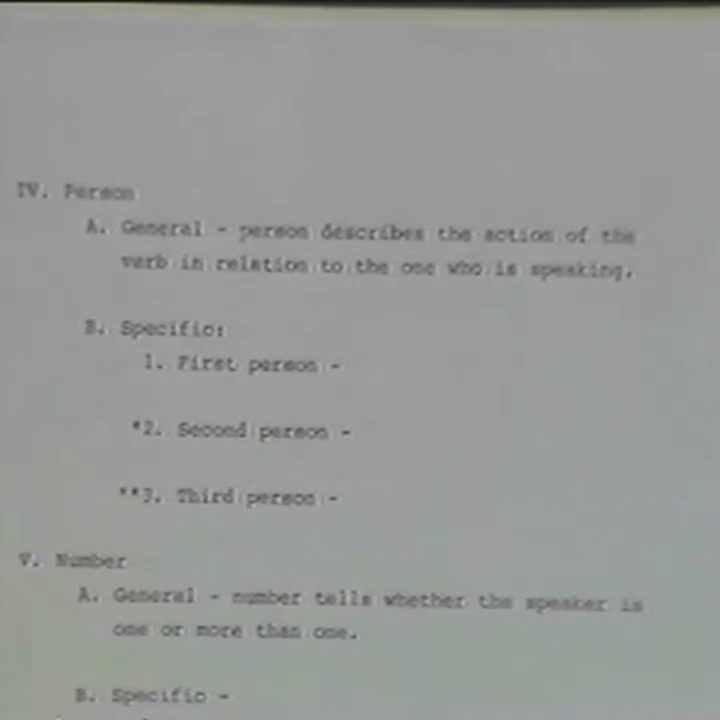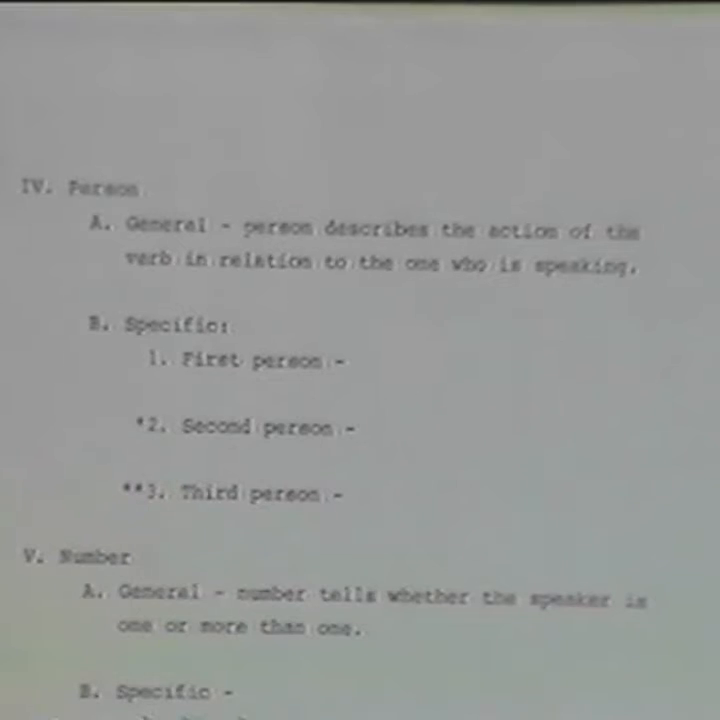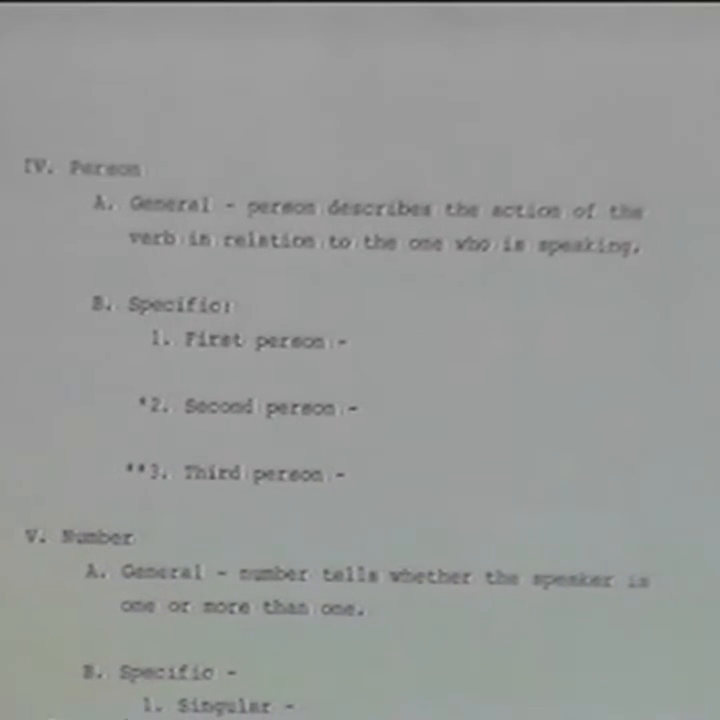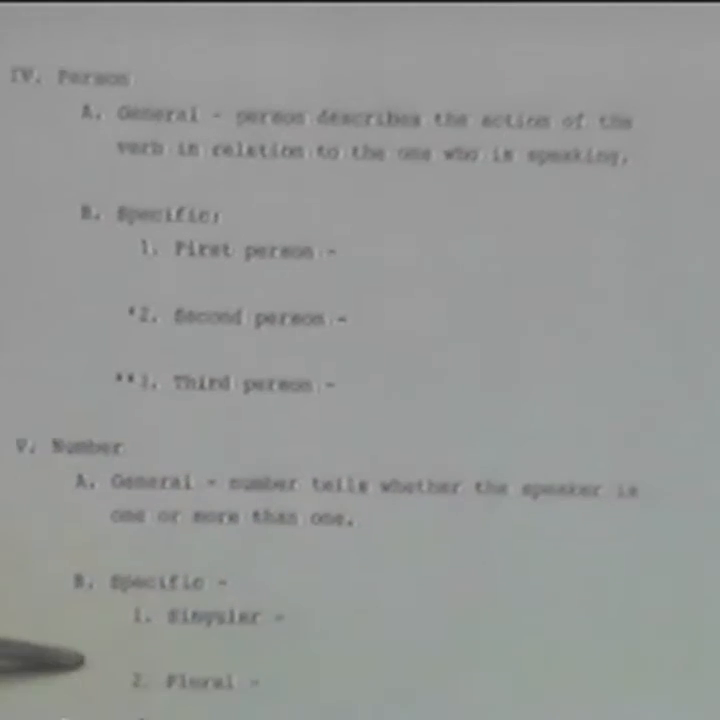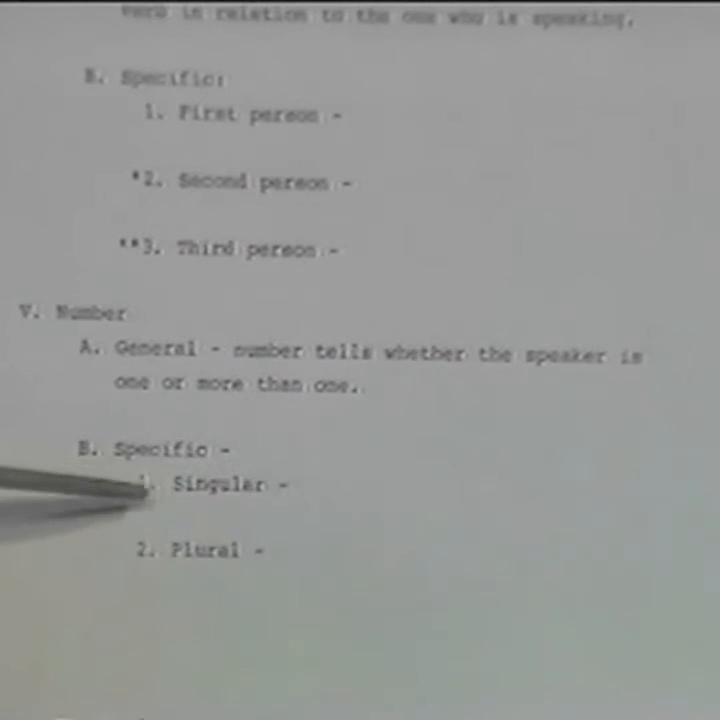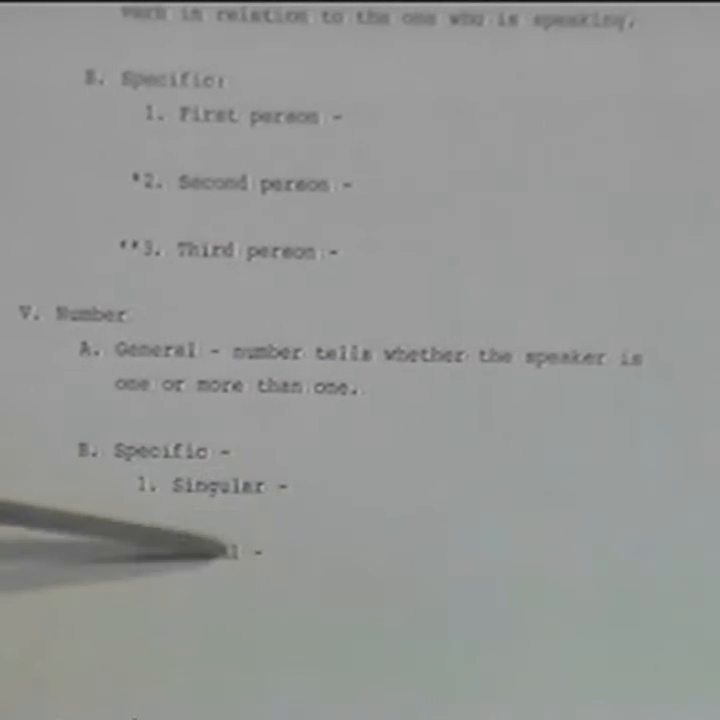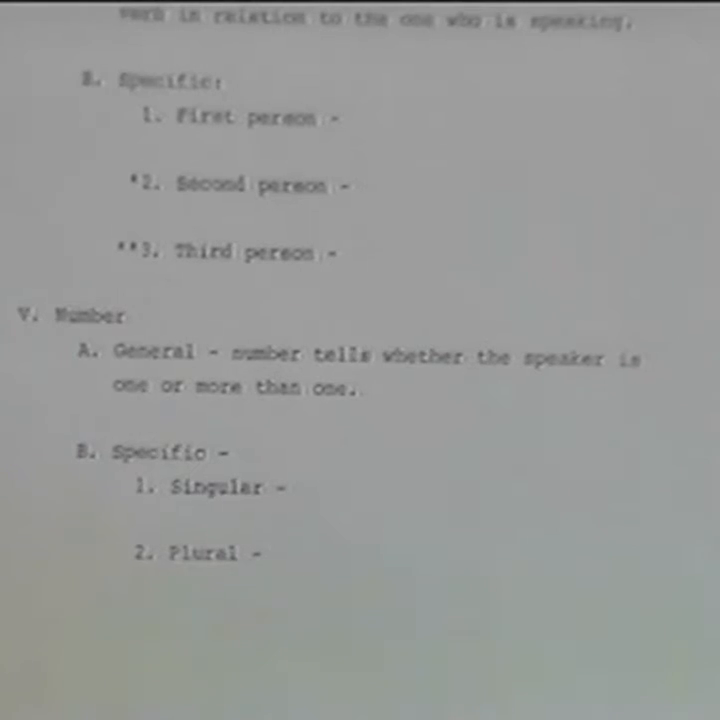That's person. Number is probably the simplest aspect, and that is, it tells whether the speaker is one or more. And if it's one, it's singular. If it's more, it's plural. There is no dual, as in some languages, only singular and plural. One, more than one. That's number.